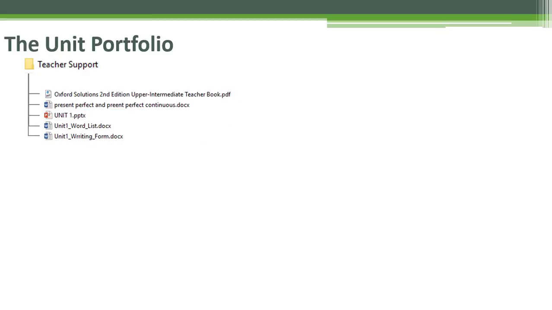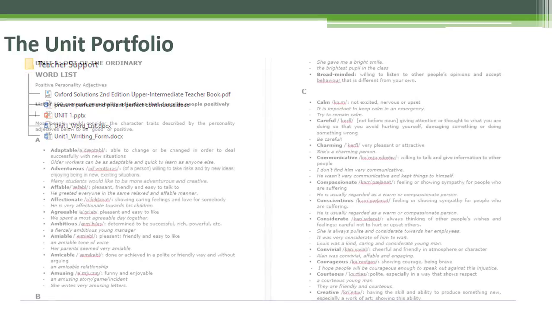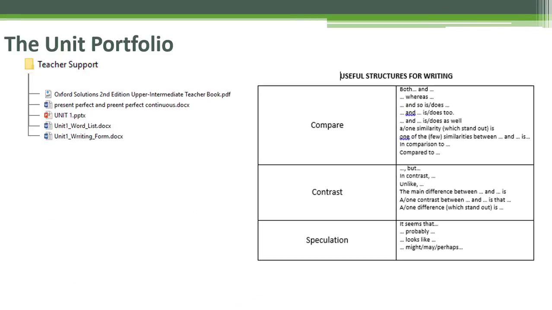In teacher support, there are 5 files: the Oxford Solutions 2nd edition Upper Intermediate teacher book, the question list to gauge the students' needs. I also designed a writing form to help students with their final essay. There is also a word list consisting of 100 words used to describe personality traits. In the last folder, I have a unit plan, a detailed procedure for teaching this unit. That's all I would like to say about this portfolio.